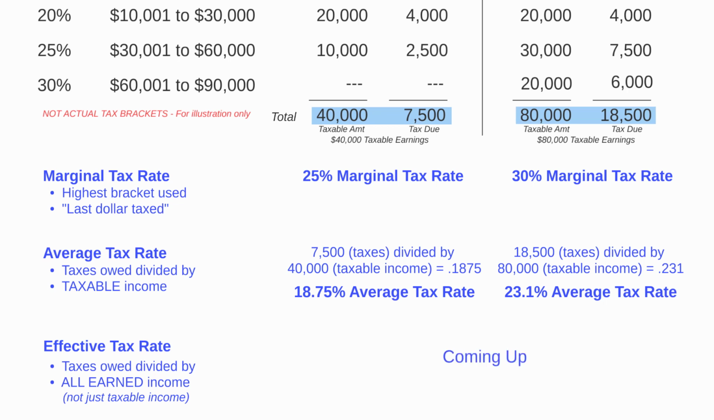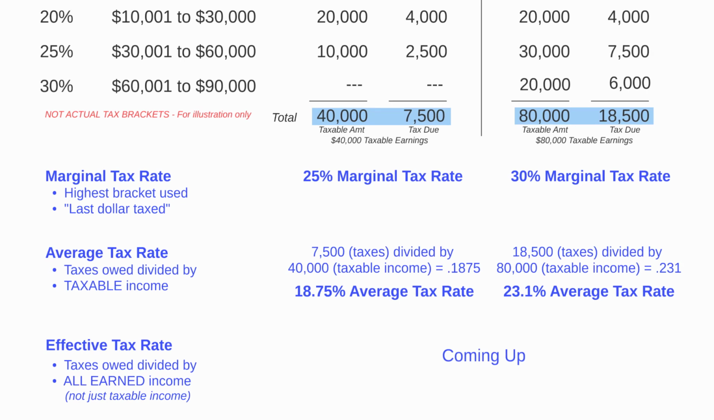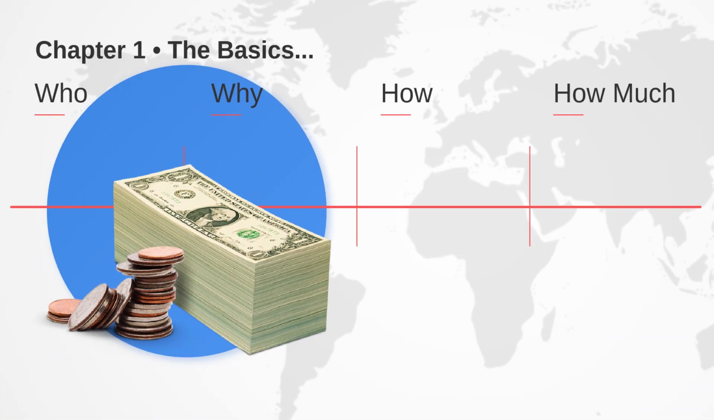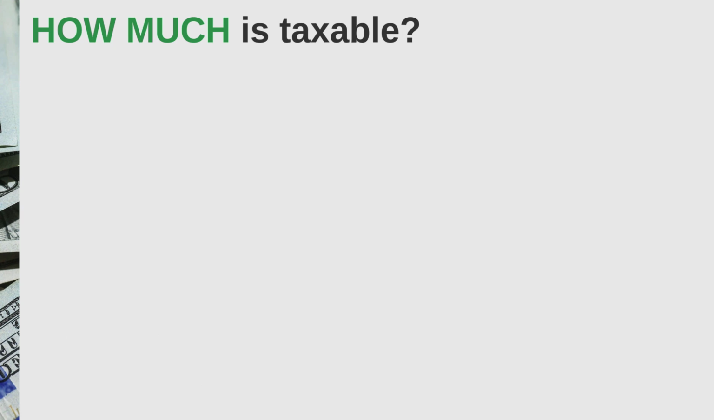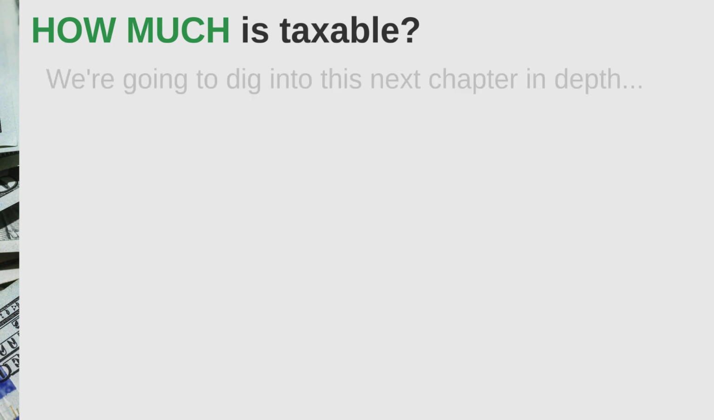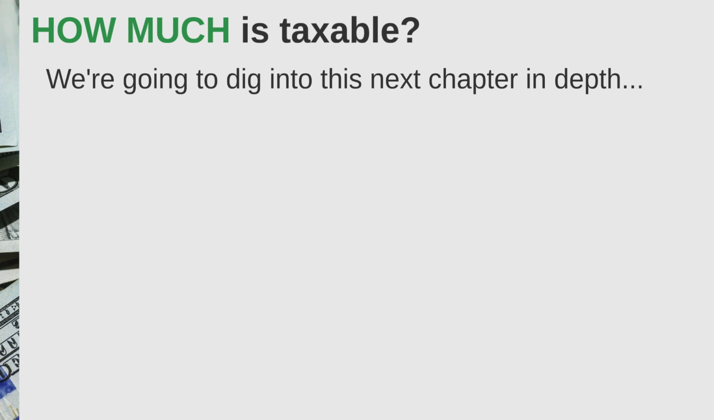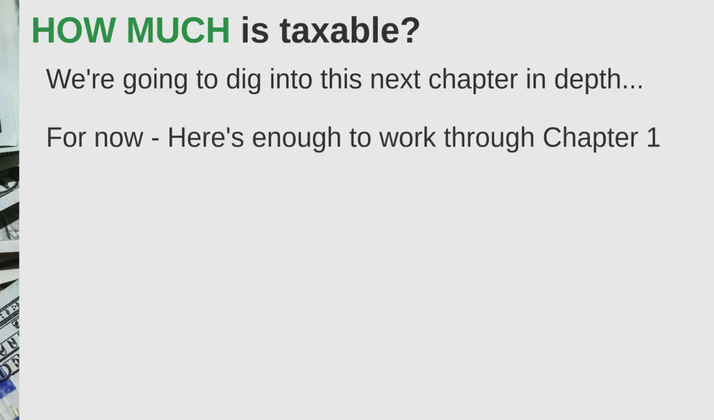We'll come back to this screen in just a second. Let me jump over to something real quick so that I can explain to you the difference between all of the income that comes in and just the part that we consider taxable. That falls into how much of the total earnings is taxable? We're going to dig into this pretty hard in the next chapter in depth, but for right now I want to give you just enough understanding that you can work through what you need to in Chapter 1.